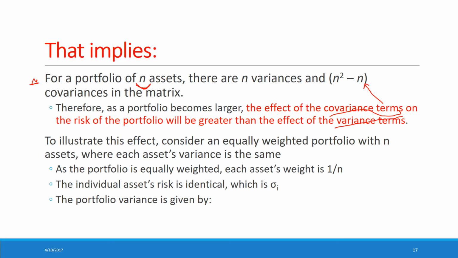Right. So to illustrate, let's consider a simple case where we have equally weighted portfolios. And for these portfolios, we have n assets. We also simplify the case by making each asset's variance the same. So each asset's weight would be 1 divided by n, and each asset's standard deviation would be sigma i. So using this information, we can construct the portfolio variance.